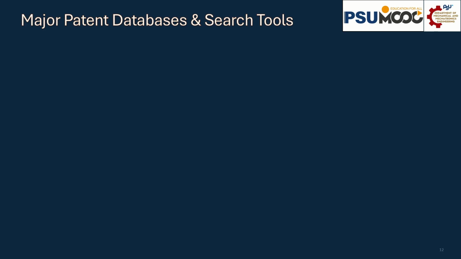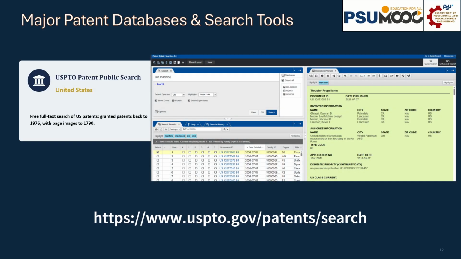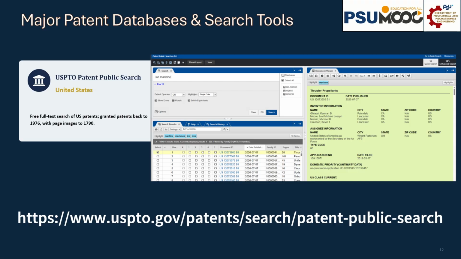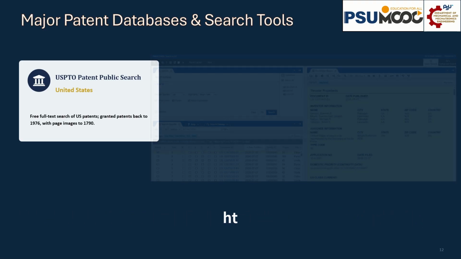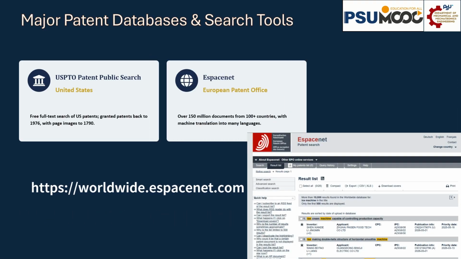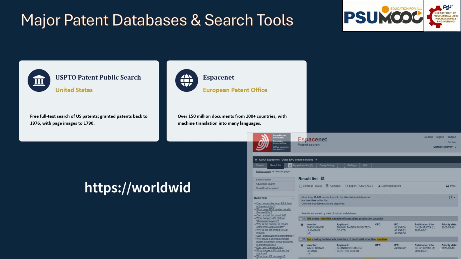Now let us look at the primary databases to use to find these documents. All these platforms are entirely free to access. The USPTO Patent Public Search System provides access to the United States patents. For comprehensive European and international tracking, Espacenet by the EPO is a phenomenal resource. It catalogs over 150 million documents across 100 countries and features powerful built-in machine translation tools.